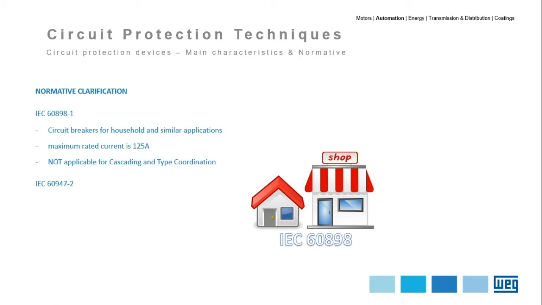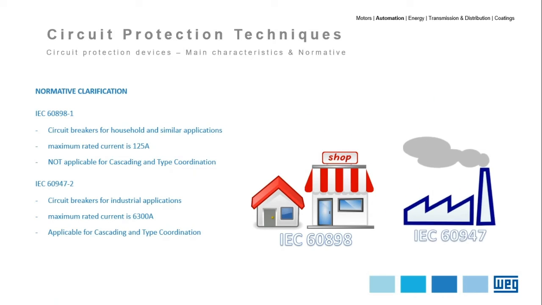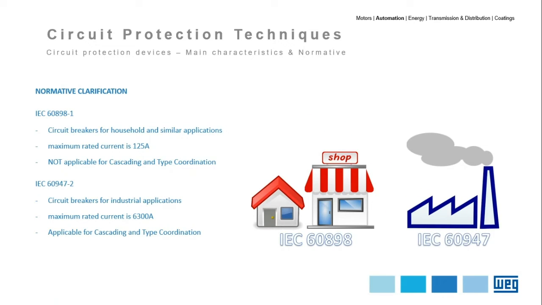Now the IEC 60947-2. This IEC governs circuit breakers for industrial applications. They protect electrical power distribution of up to 1000 volts alternating current and 1500 volts direct current, with an entire spectrum of rated currents from 0.5 to 6300 amps.